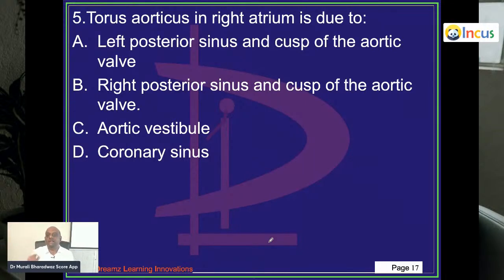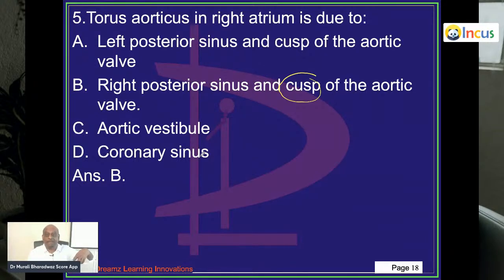Torus aorticus in the right atrium. What is it because of? You have a cusp of the aortic valve. The aortic valve has a right, a posterior, and a left cusp, a tricuspid valve. Normally, 3 cusps will be there for an aortic valve. If only 2 cusps are there, then that is called bicuspid aortic valve. Few people will have it congenitally.